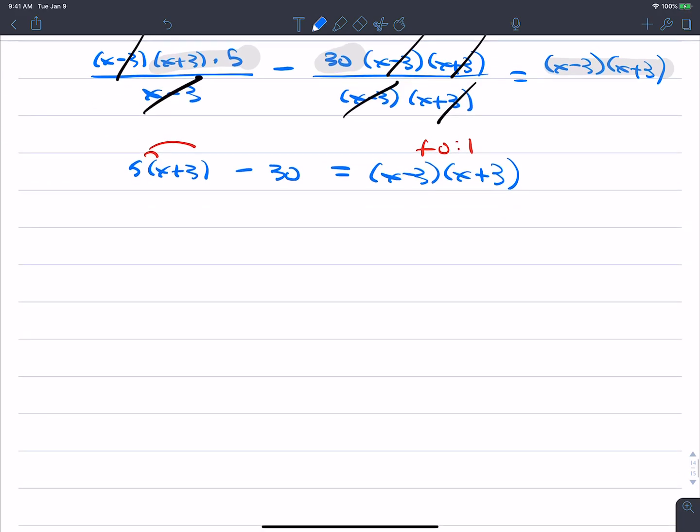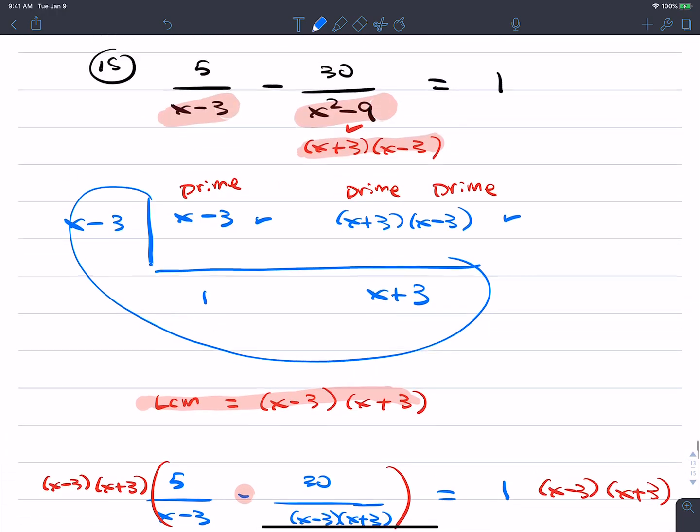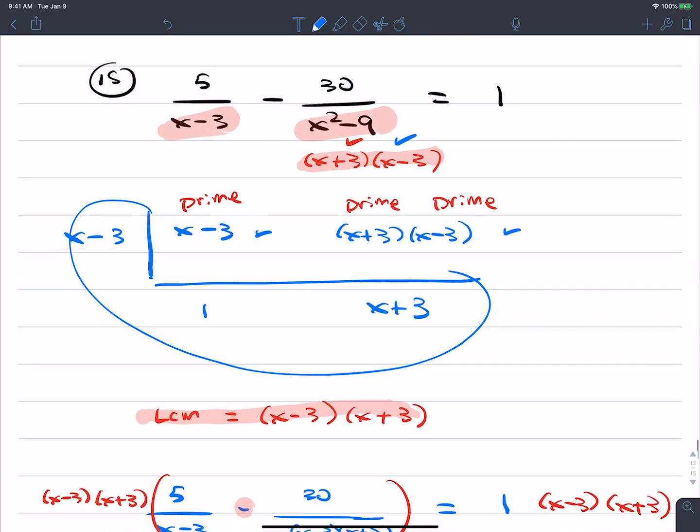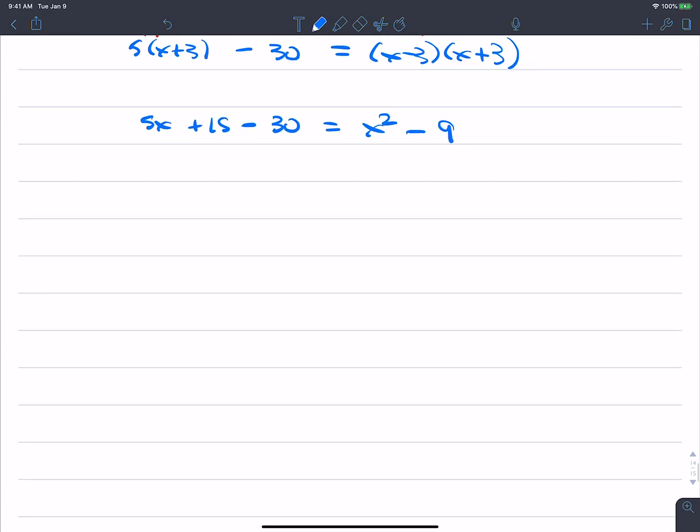So let's see what we get. 5x plus 15 minus 30 is x squared minus 9. Does anybody know why that's x squared minus 9? Right, because your O and I terms will cancel. Is that true? Yeah, you got a difference of perfect squares. You factored that, by the way. x squared minus 9, this is what it was up here, right? Nothing changed. Just want to point that out to you guys. Your O and I terms will be canceled here.